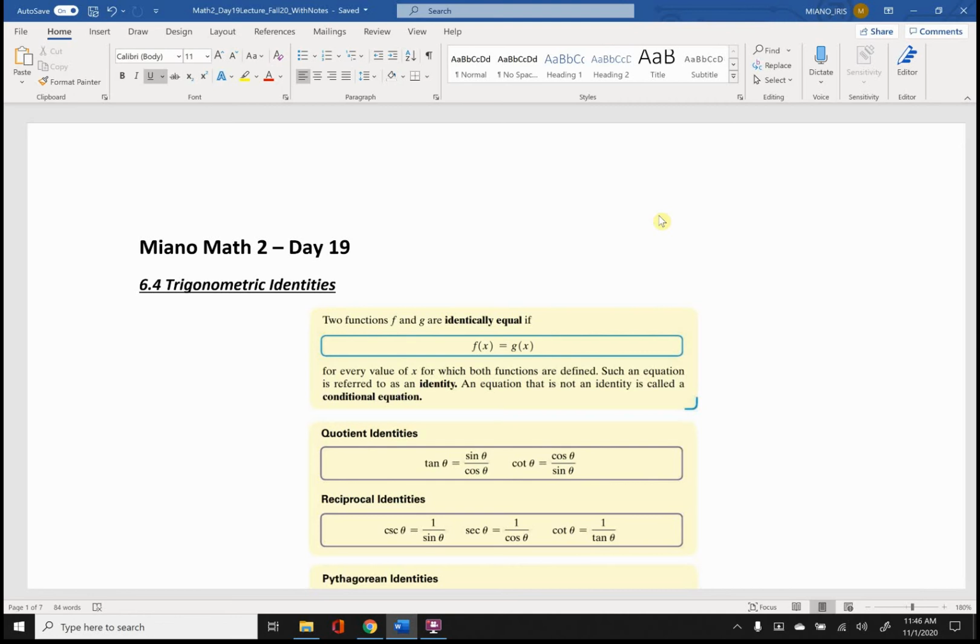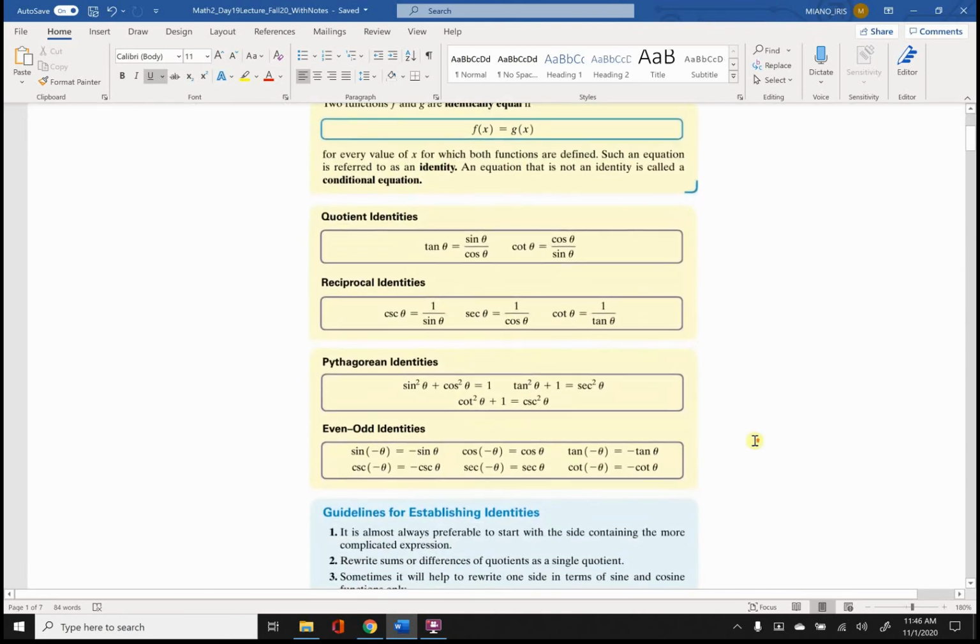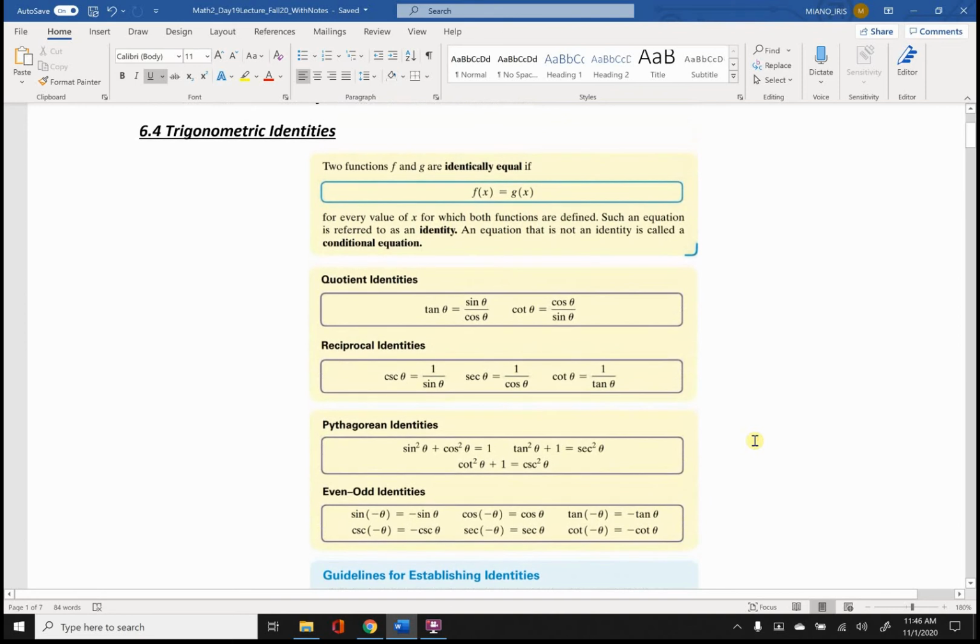So there's not really anything new to present in the 6.4 section. All of these identities have already been presented to you, and there's just this definition of being identically equal that's relatively new. Nothing too earth-shattering happening there, though. It's just saying that one function is equal to another as long as all of their outputs are equal, and inputs are equal too. And then this is the formal way in which we establish an identity.